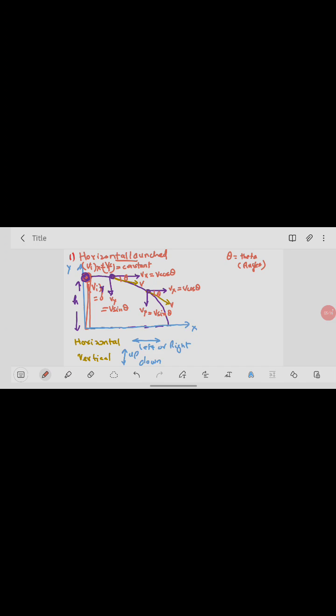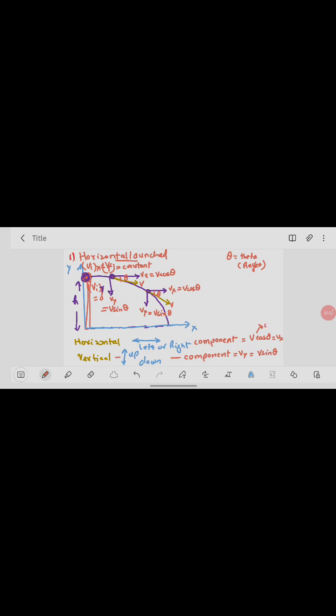So you have drawn the components, the horizontal component and the vertical component. If I ask you what the horizontal component is, it is v cos theta, that is vx. What is the vertical component? The vertical component is vy, which is equal to v sin theta. Correct? Now what about the horizontal component?